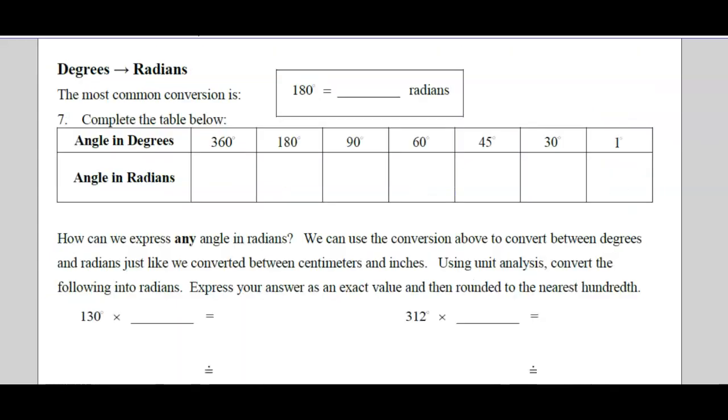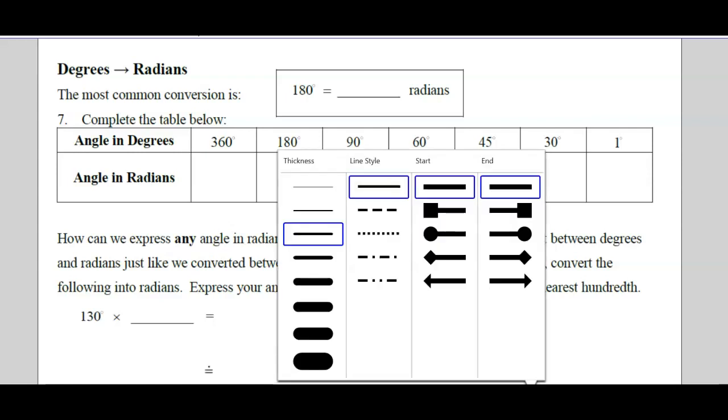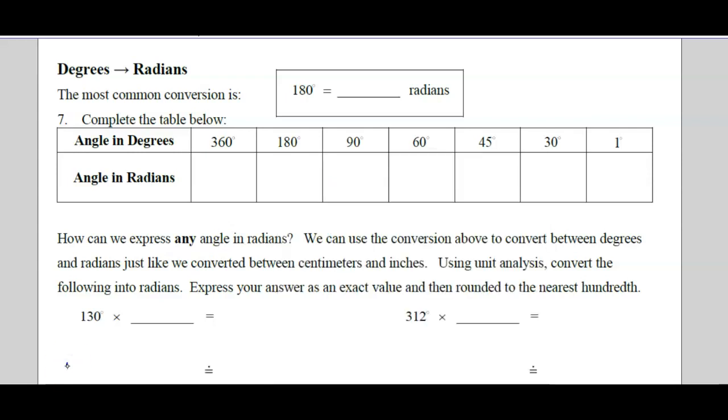There we are. Okay, so converting, you can always use a conversion just like you convert anything. But again, we're trying to not always have to write it out as a calculation. So let's just think about it. Most common conversion, 180 degrees, that's half a circle, so that's pi radians.